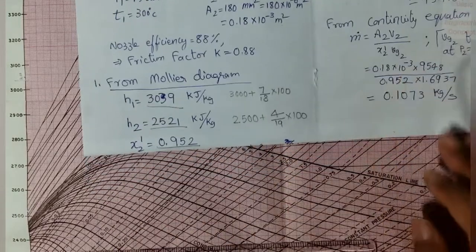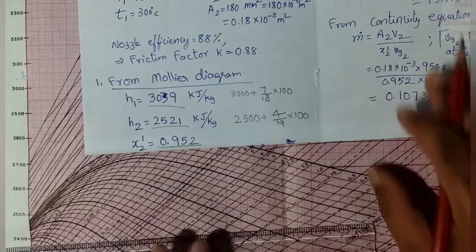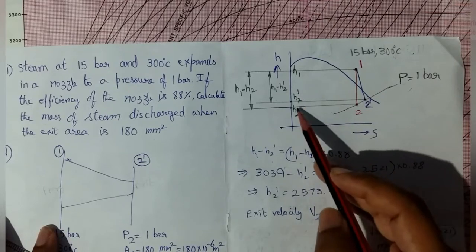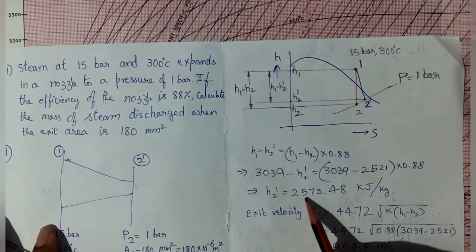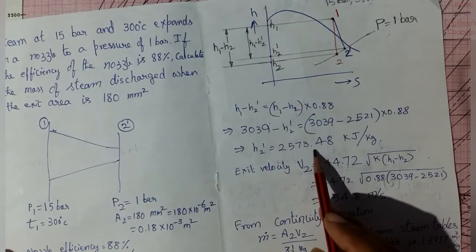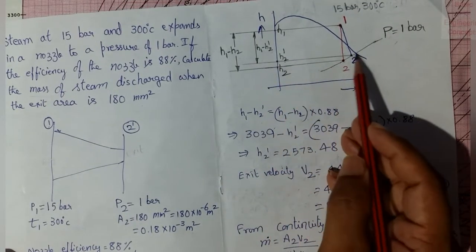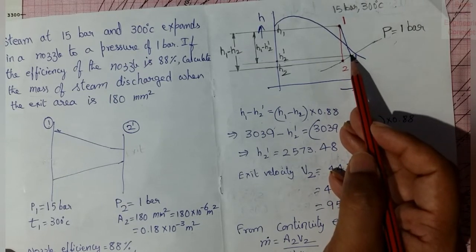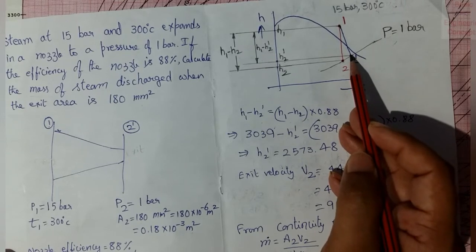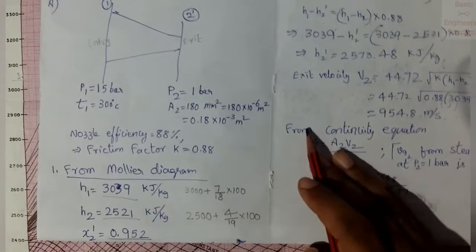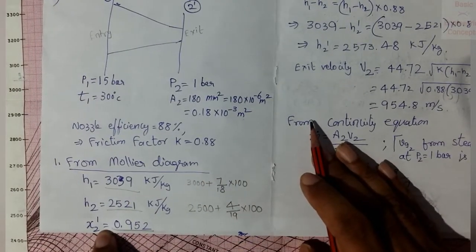Next you have to find x2 dash. How do you get x2 dash? Following our procedure, after finding h1 and h2 you have to find h2 dash, 2573. You have to put the point 2573 and draw a horizontal line so that it meets the pressure P equal to 1 bar line. From there you will get 2 dash. After getting 2 dash, you have to find x2 dash.